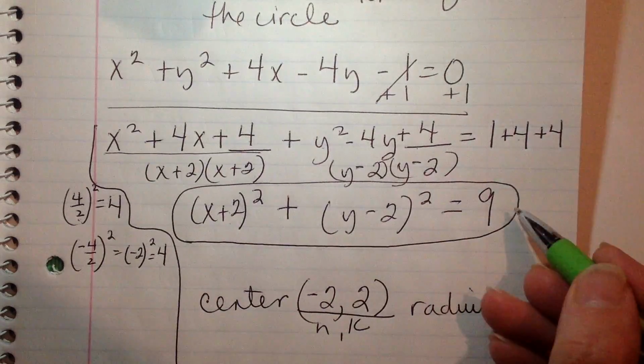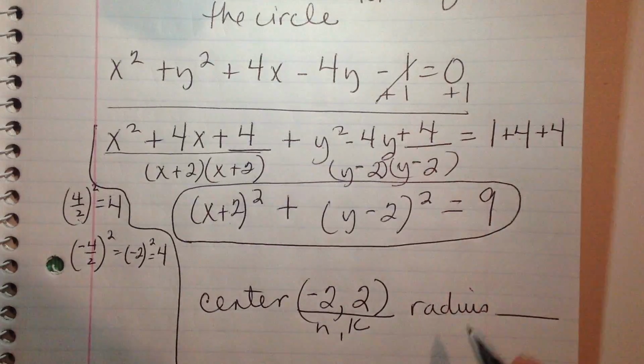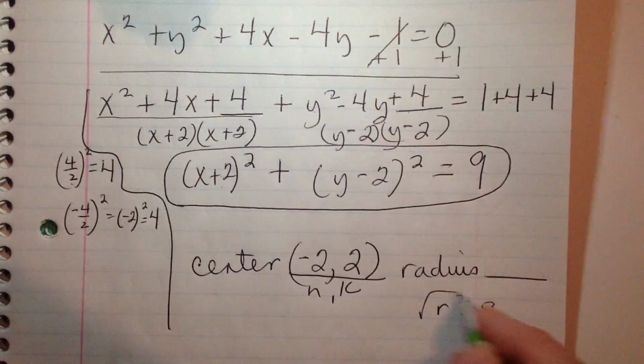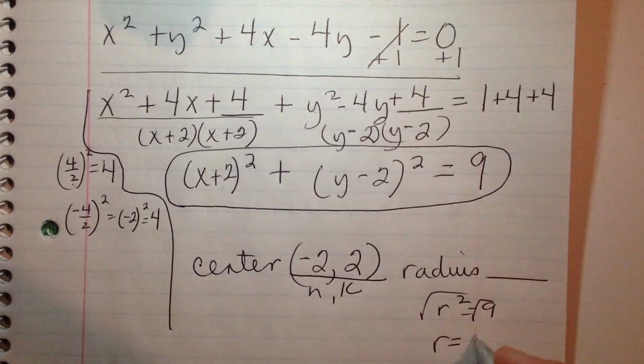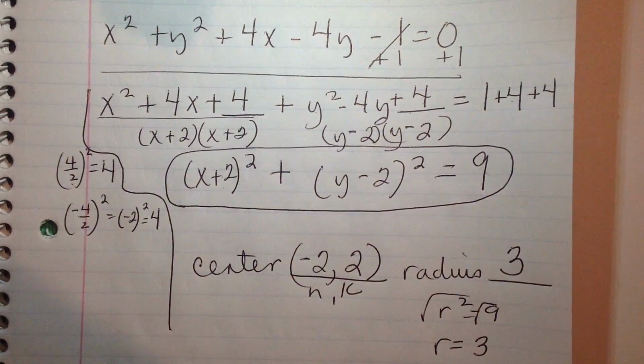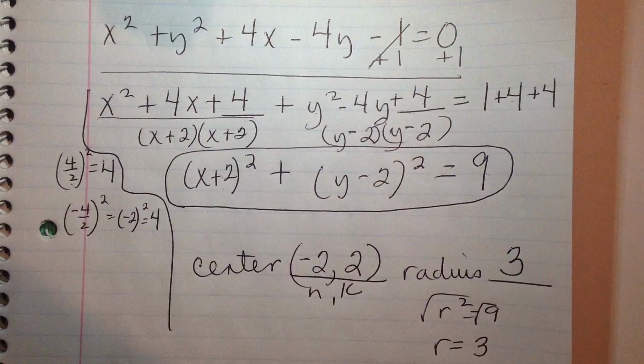What is my radius? Remember, this is r squared. So I have r squared equals 9. So take the square root of both sides. Therefore, r equals 3. It's got to be positive. So I could also ask you for the center and the radius. I could also ask you to graph this.